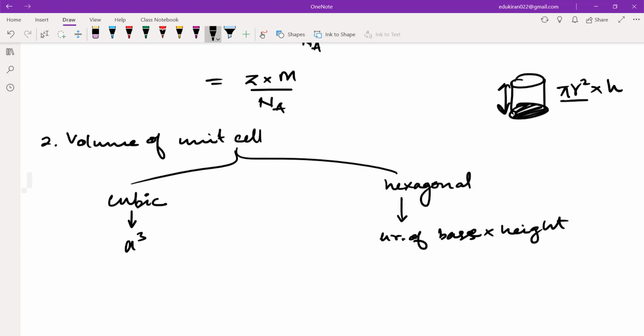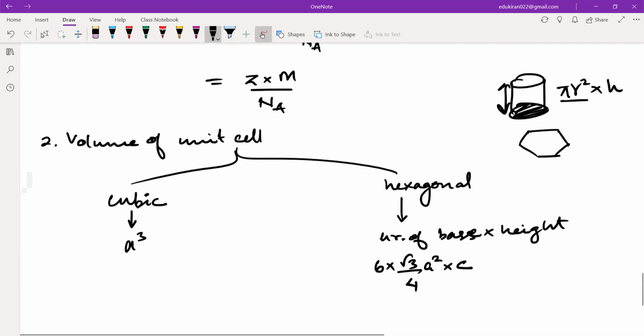Yes or no? So if you remember hexagonal close packing in 2D, we calculated the area of the base, which was equal to 6 into root 3 by 4 a square. And height of the hexagonal unit cell will be c. Okay, but the important thing is that you don't have to remember this. This will not be asked.